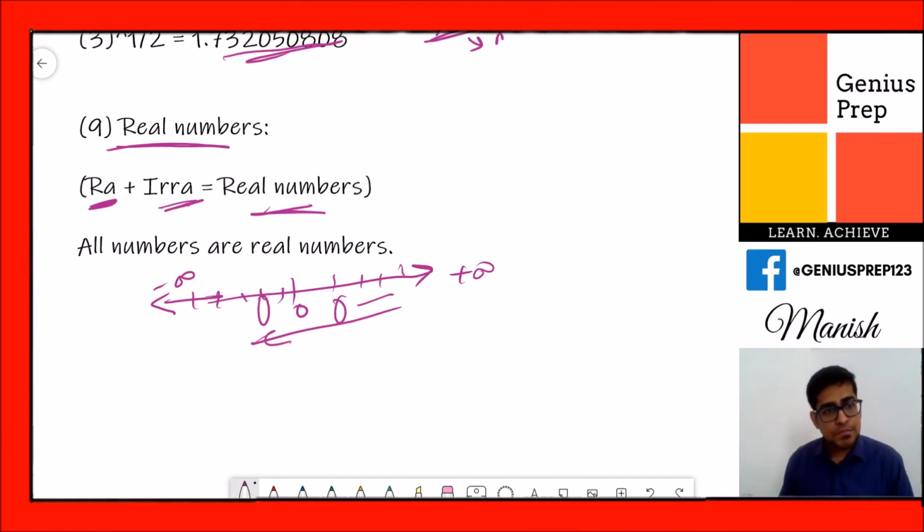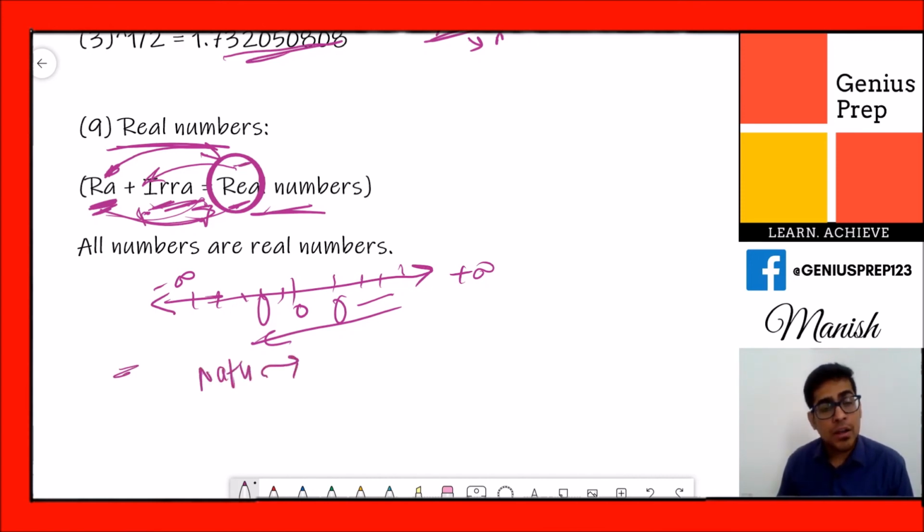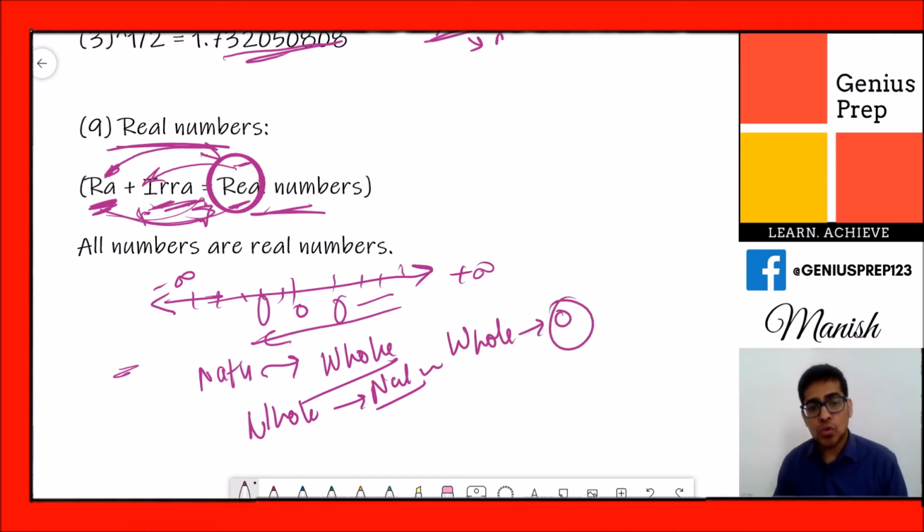Now the question arises: are all the rational numbers real numbers, or are all the real numbers rational numbers? The answer is all the rational numbers are real numbers because they come from the real numbers, but not all the real numbers are rational numbers. Why? Because real numbers also include the irrational numbers. Similarly, all the natural numbers are whole numbers, but not all whole numbers are natural numbers. Why? Because whole numbers also include 0.